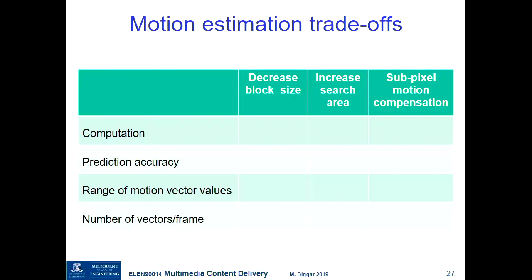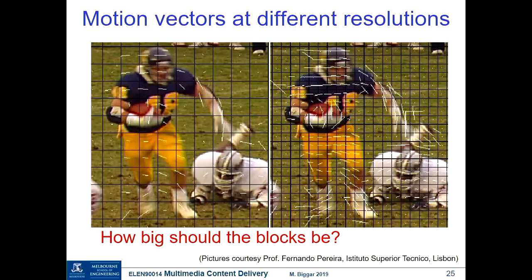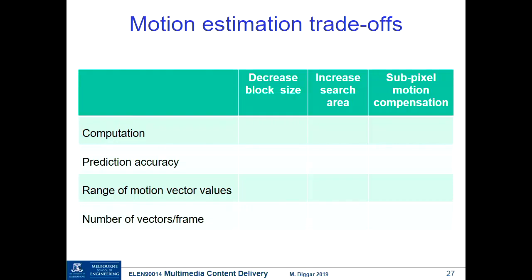I was going to talk about each point, but we've talked about some of them already. Let's talk about this one. The number of vectors per frame. If we decrease the block size, so this is this picture. If we're using these smaller blocks instead of these blocks, what does that do to the number of vectors per frame? It increases it, right?